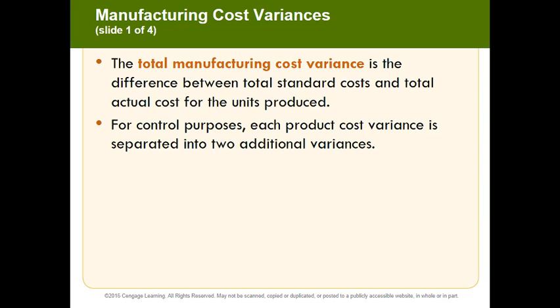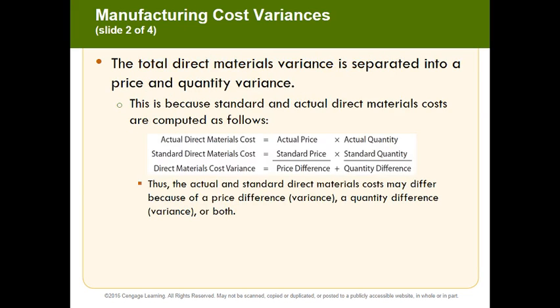The total manufacturing cost variance, the difference between the total standard costs and the total actual costs for the units that were actually produced, is used for control purposes. Each of those variances is then separated into two additional variances, the components that make it up. We have our direct materials variance separated into price and quantity variances. This is because standard and actual direct materials costs are computed by taking actual price times actual quantity to determine our actual direct materials, and then standard price times standard quantity for standard direct materials.